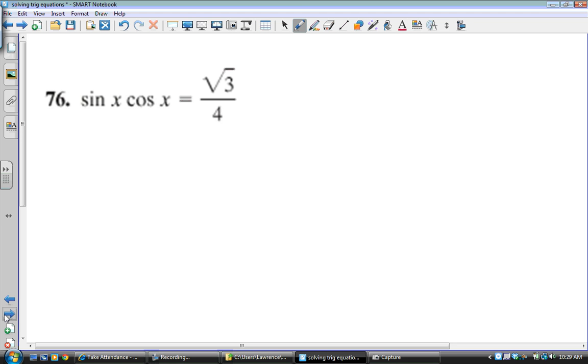Okay, you have to use a double angle. Now, let me show you the double angle that you're going to use. You're going to use sine 2a. Now, sine 2a is 2 sine a cosine a. If you look at that, you say, well, there's no 2x's there, is there? All right. What you need to look at is this side of the double angle.